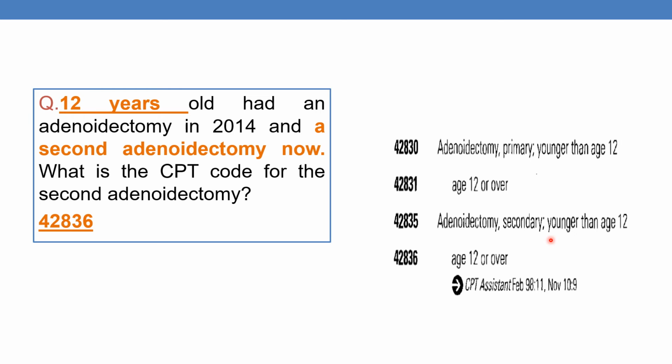Here, the patient is 12 years old and a secondary adenoidectomy is performed. So for secondary adenoidectomy, and the age is 12 years or over, the correct CPT is 42836.